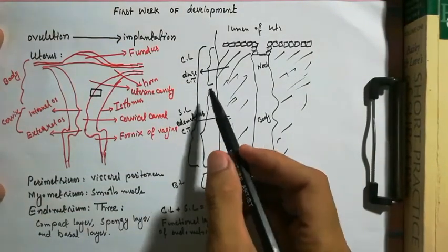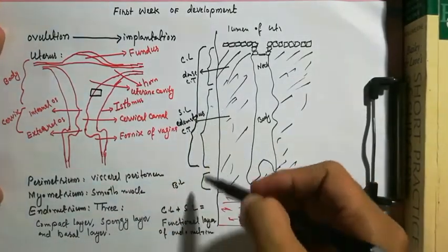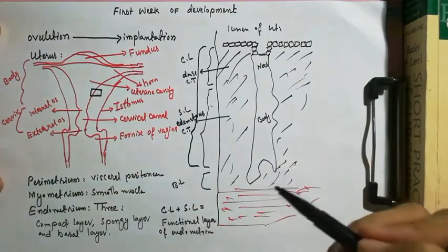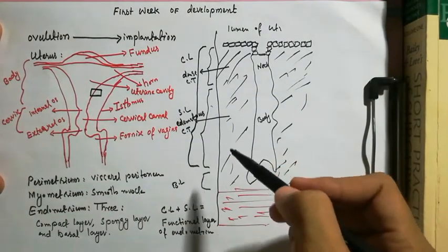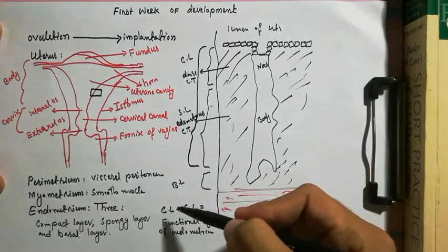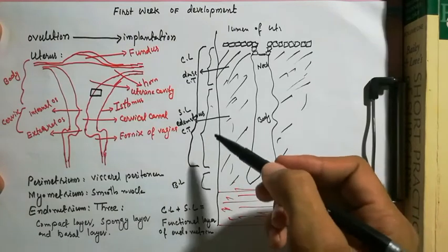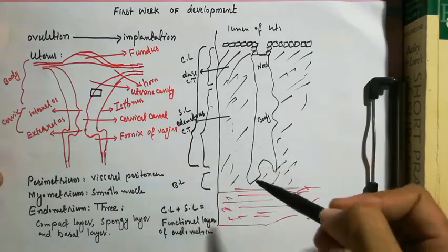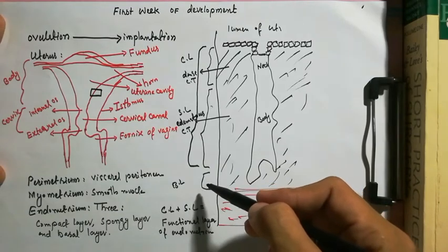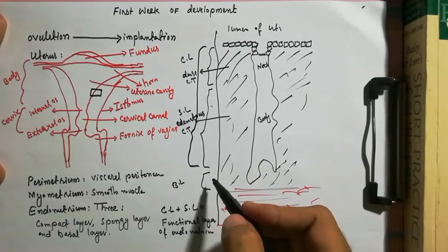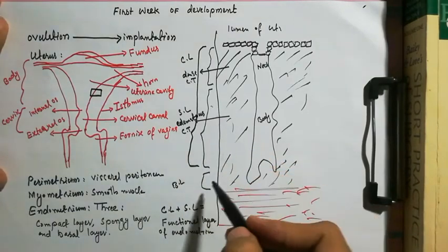Functional layer means compact layer and spongy layer is lost during menstruation and after parturition. Parturition is delivery of fetus. After parturition and during menstruation, functional layer is lost in the form of menses or menstrual blood, and this basal layer is not sloughed off. This is not lost, and after menstruation phase, functional layer regenerates from this basal layer.